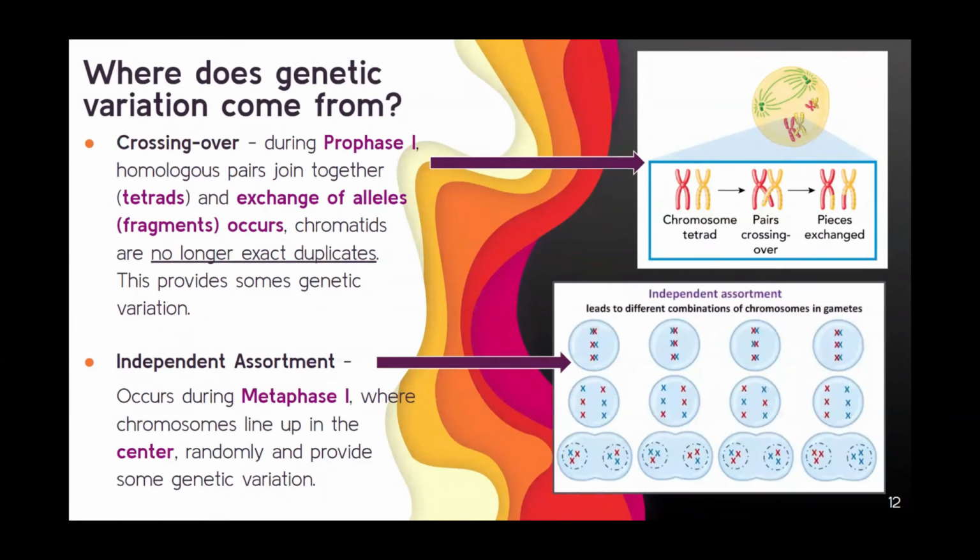The second part of genetic variation occurs in independent assortment, which happens in the next stage, metaphase 1. And this is where, yes, the tetrads line up in the middle, but depending on whether one lines up on the right or the left, as you can sort of see, will create a variety of differences. So 2 types of genetic variation occur. One in prophase 1, one in metaphase 1. After that, the cell's completely unique.